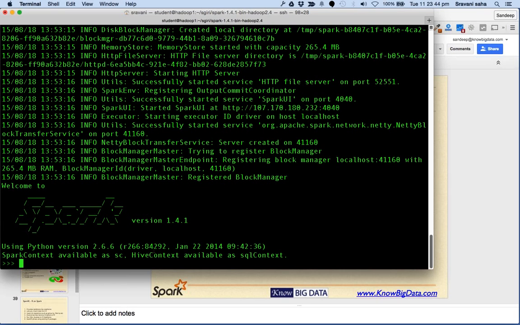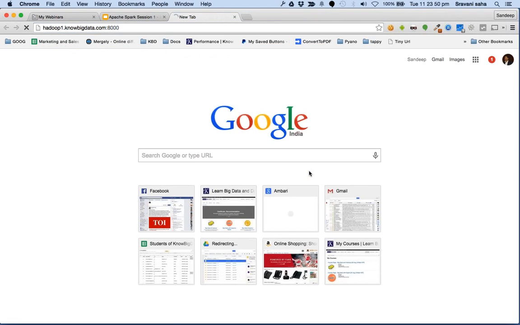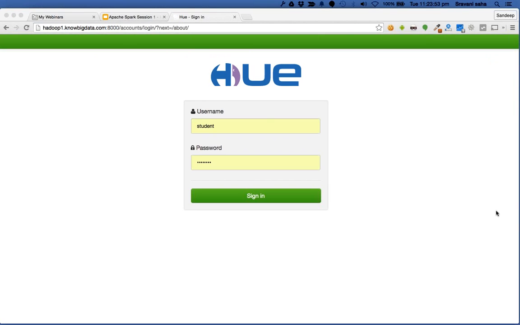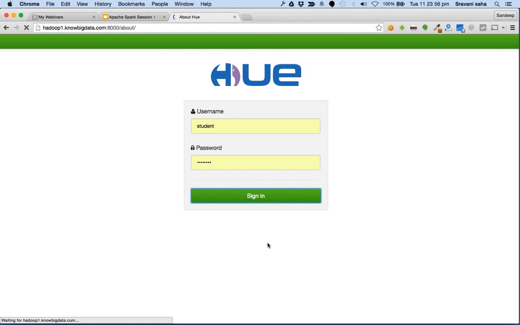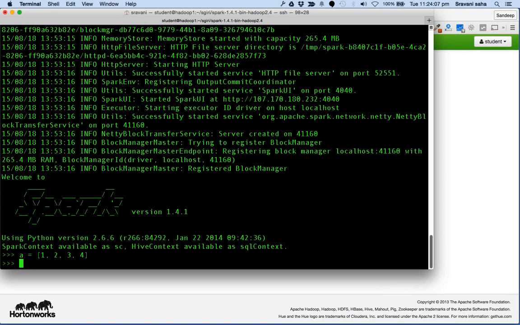If you have to read a file, let me just open my Hue console. Or we can just say, let's say this is my array: 1 2 3 4. This is my big array. Right now, for example's sake, I'm just taking 4 elements. If I have to convert it into an RDD, meaning load it into an RDD, I can simply say sc.parallelize(a). This is my RDD.